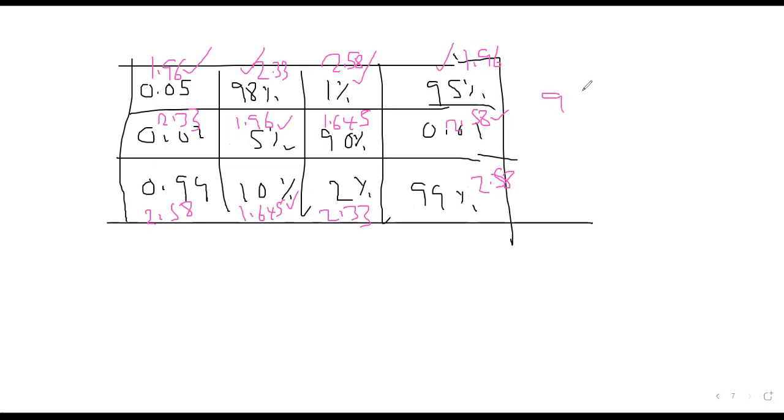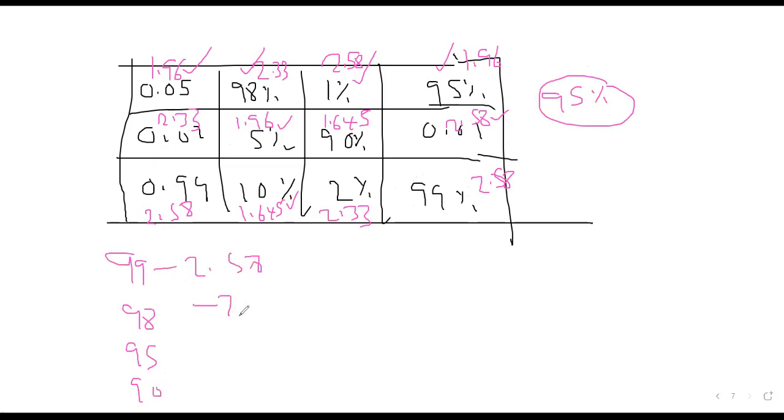95%, which is what? 1.96. All right. I'm glad you have gotten the song. Those who haven't gotten the song, it's very important for you to know them. 99, 98, 95, and 90. This one corresponds to 2.58. This one corresponds to 2.33. This one corresponds to 1.96, and this one corresponds to 1.645.